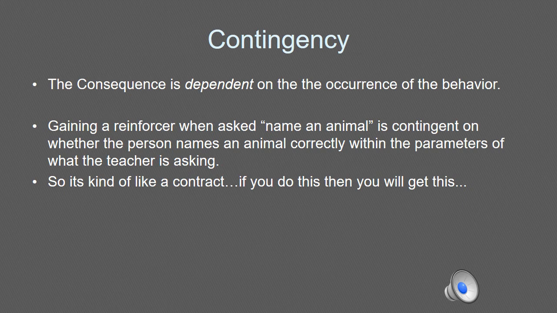So what is a contingency then? A contingency is when the consequence is dependent on the occurrence of the behavior. Gaining a reinforcer when asked to name the animal is contingent on whether the person actually names the animal correctly within the parameters of the rules of what the teacher is asking. So if I say touch cow or what animal goes moo, and the person says cow, and I give them a reinforcement, that's a contingency. The reinforcement was dependent on whether the person answered correctly. So I want you to think of it like a contract. If you do this, then you will get this.